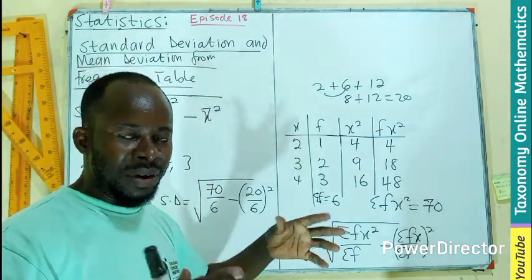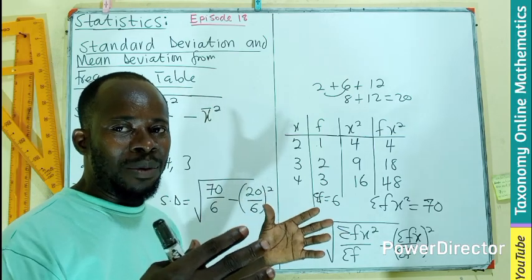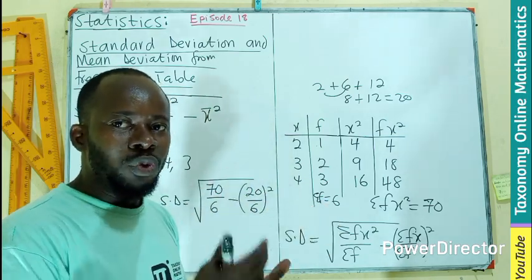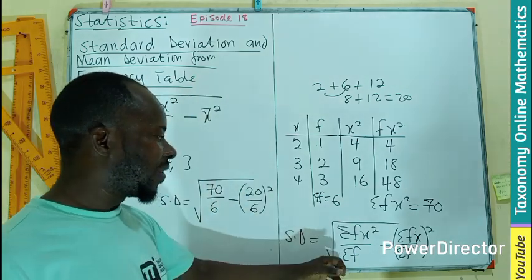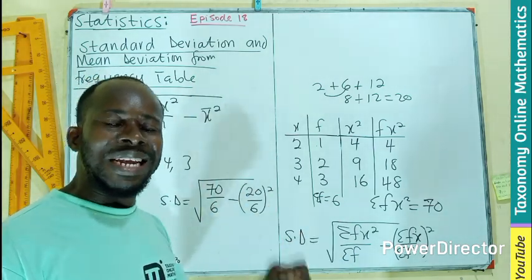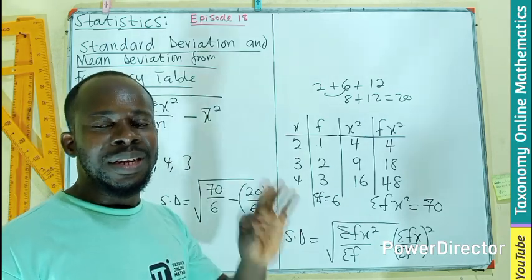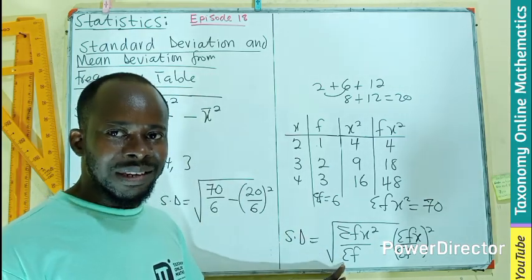I think in episode 7 I explained that when your data set is up to a maximum of 10, you can use this one. So this is for finding the standard deviation from a frequency distribution table. I guess this is clear.